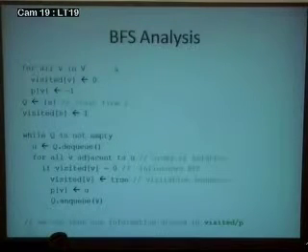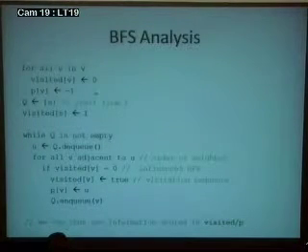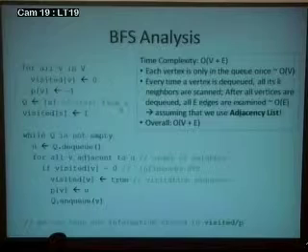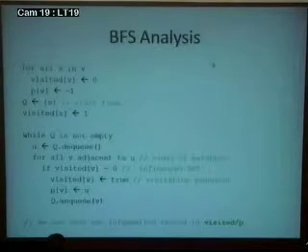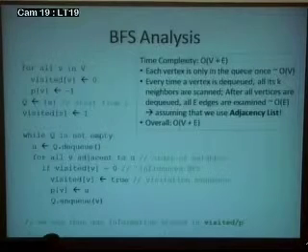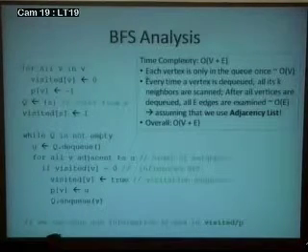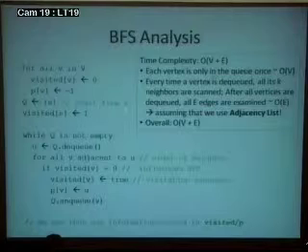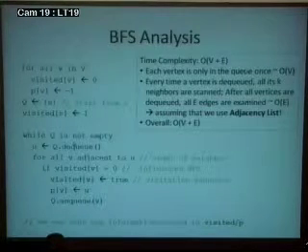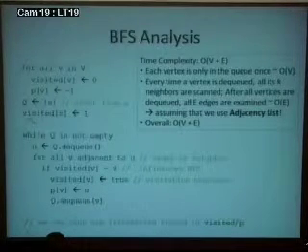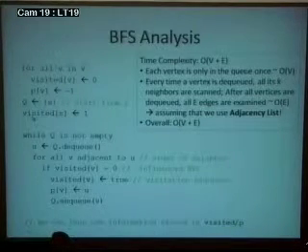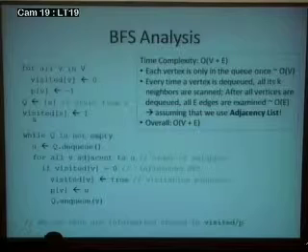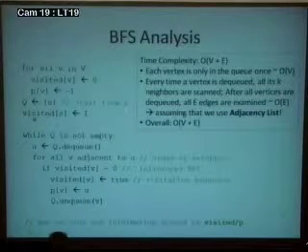Right, now analysis. The time complexity of BFS is V plus E. So this is the code for BFS, right? The pseudo code. The time complexity is V plus E. Why? Okay, each vertex is only in the queue once because of the presence of the Boolean variable visited. If already visited, you will not touch it anymore. You will not put that vertex inside the queue anymore.